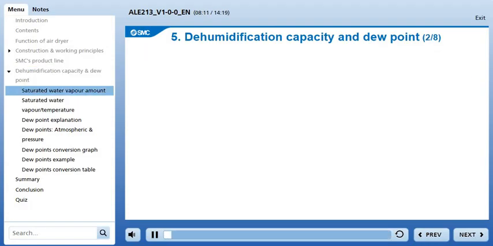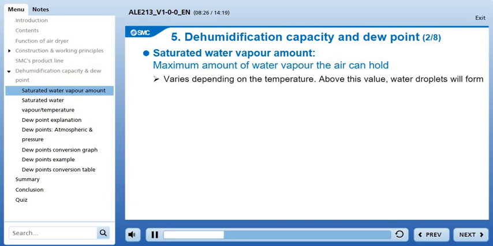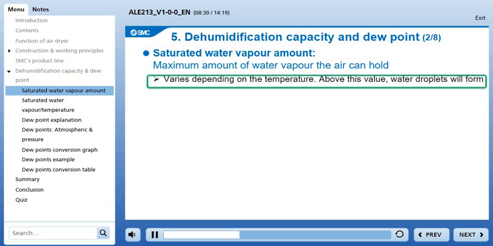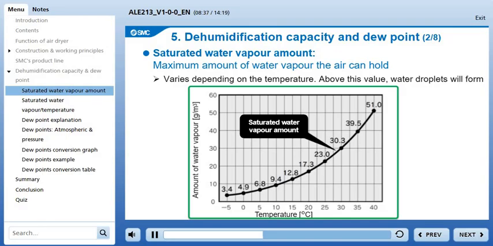To understand dew point, we first need to explain the concept of saturated water vapor amount. The saturated water vapor amount indicates the maximum amount of water vapor that can be contained in the air. The saturated water vapor amount varies depending on the temperature. When the saturated water vapor amount is exceeded, water droplets will form. Let's take a look at this on a graph.